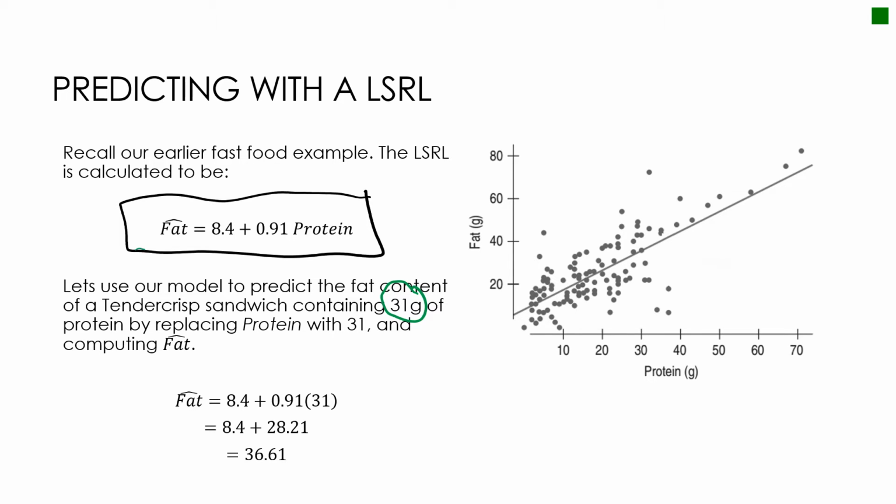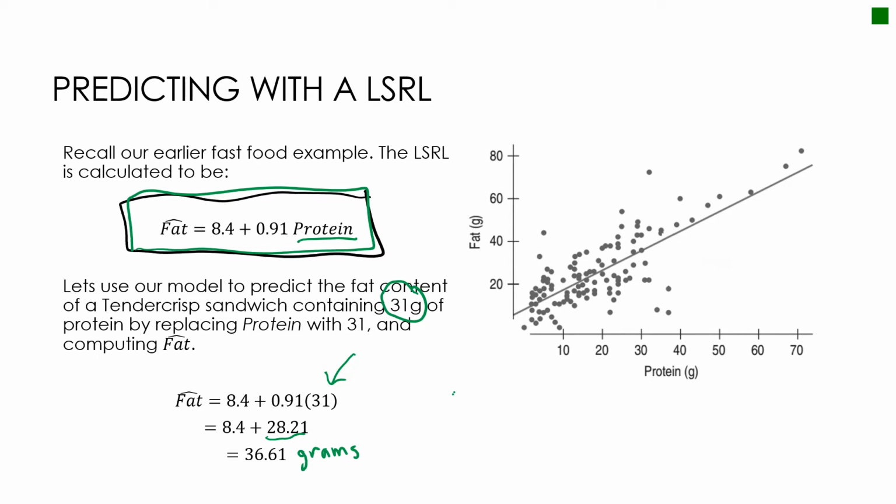Well, I'm going to take my equation, which we determined earlier, and I'm just going to replace protein with 31. Then I'm just going to do the math. Again, order of operations says we're going to multiply first before we add, and then I get 36.61. So what that tells me is, based on my equation, I can expect a Tender Crisp sandwich to have about 36.61 grams of fat.